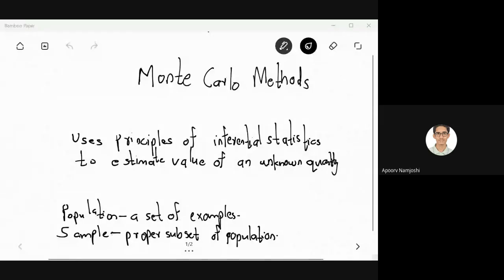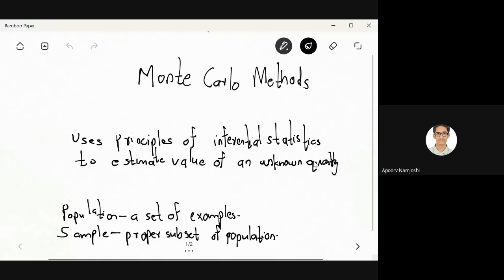Over to you, Apoorv. Okay, thank you, Sasi. So today's topic is Monte Carlo methods, as mentioned. I'll start sharing my screen now. Is it visible? Yes, your screen is visible. Okay, so let us start with this.